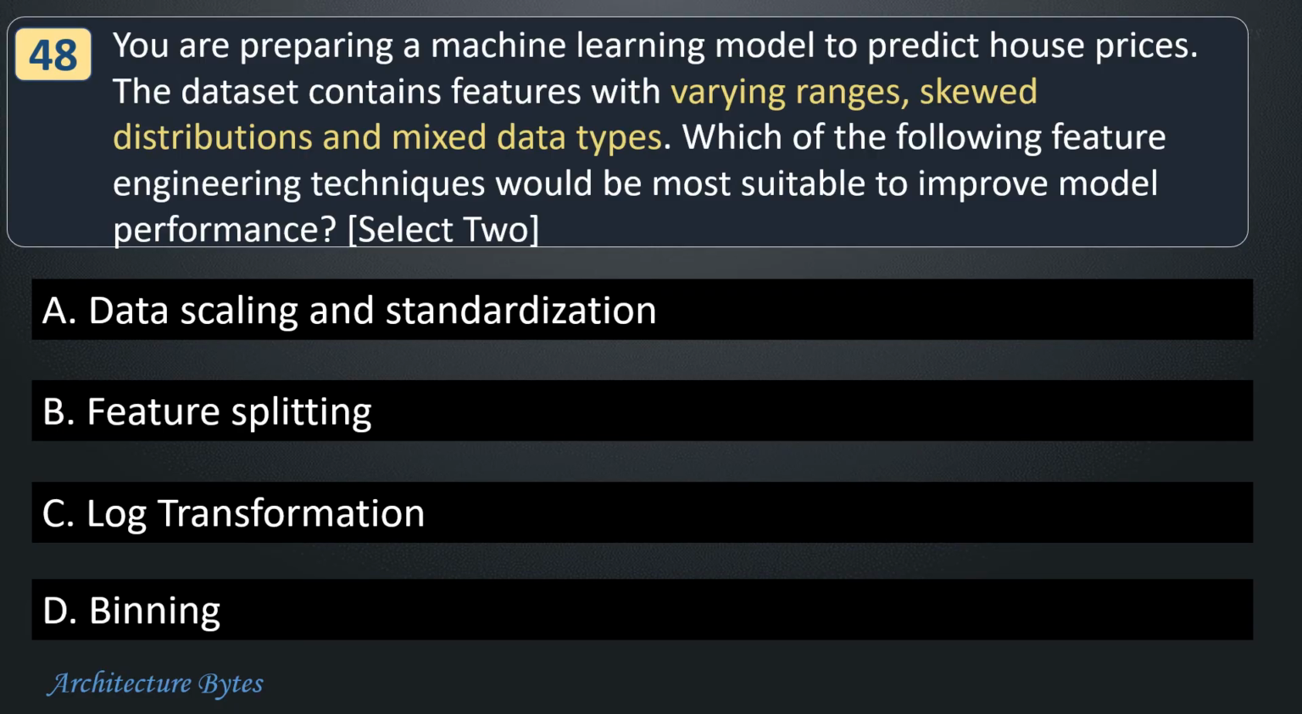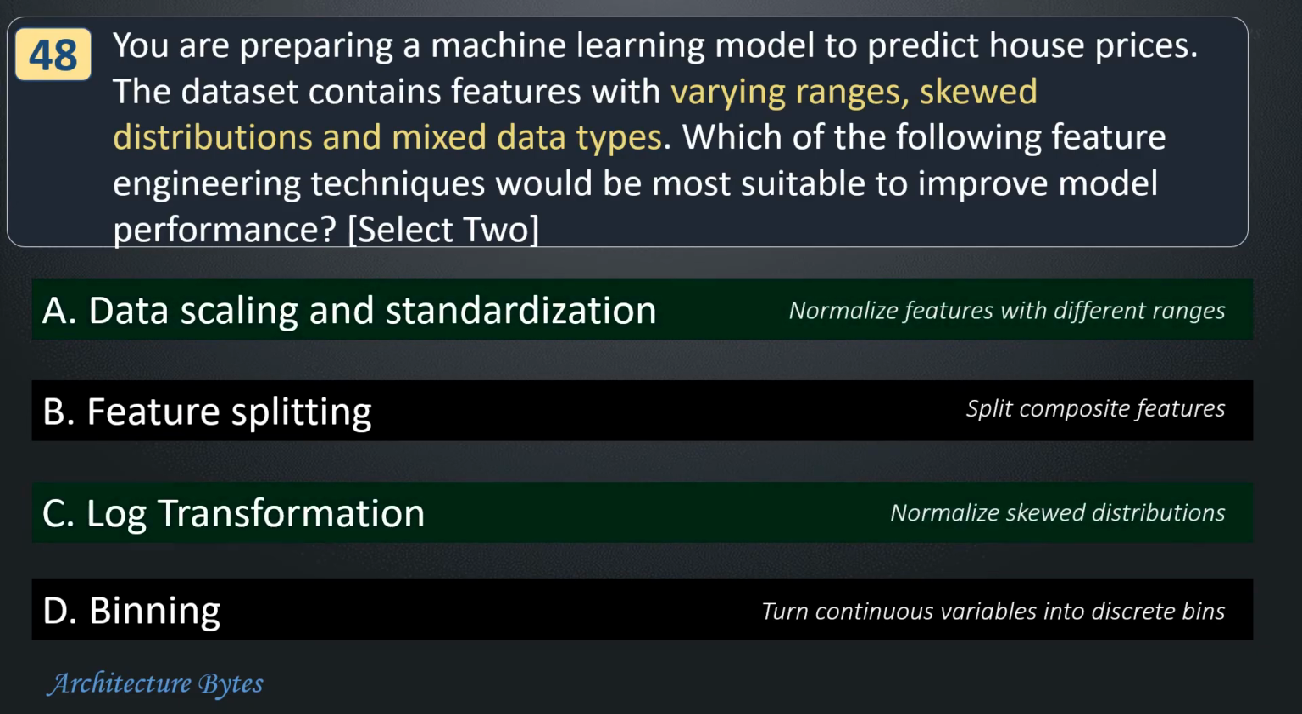You are preparing a machine learning model to predict house prices. The dataset contains features with varying ranges, skewed distributions, and mixed data types. Which of the following feature engineering techniques would be most suitable to improve model performance? Select two right answers. Our options are data scaling and standardization, feature splitting, log transformation, or binning.